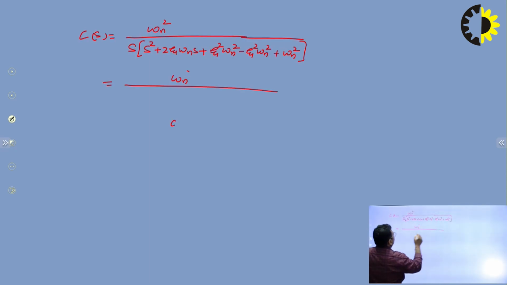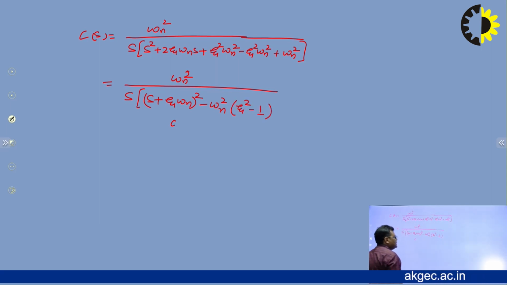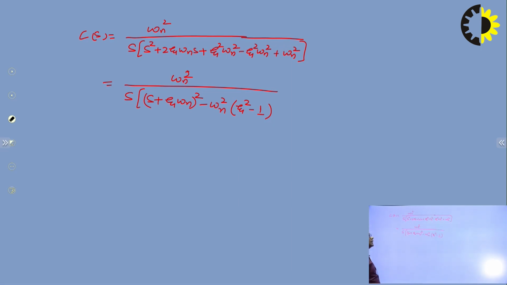Now, again we can make the complete square. So, it will be omega n square divided by s into (s plus zeta omega n) square, and from this we can take minus omega n square common, and it will be zeta square minus 1 in this case. In the last case you have seen that we had taken plus omega n square common, then this term was 1 minus zeta square. But in this case, as we have considered zeta greater than 1, we have made this zeta square minus 1, and we have taken minus omega n square common.